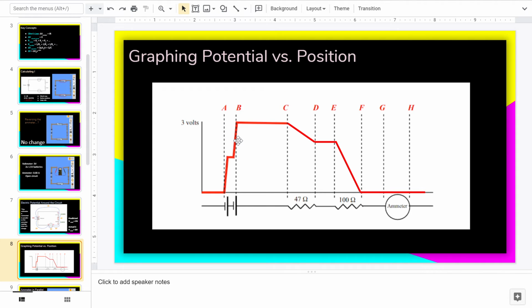For this part of the lab, I had to graph the potential versus the position. As you can see, over all of the wires, the slope is 0 because there was 0 change in potential. Over the battery, there was a change. Over the resistors, there was a negative change. At the initial and end, you start with 0 volts and you end with 0 volts.